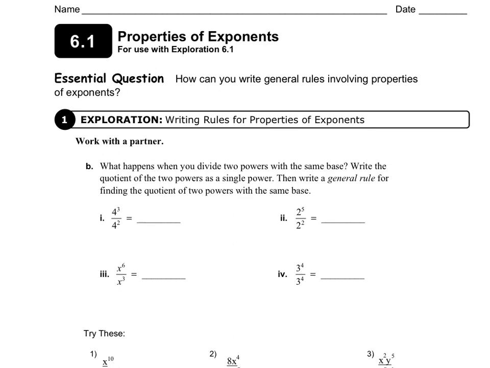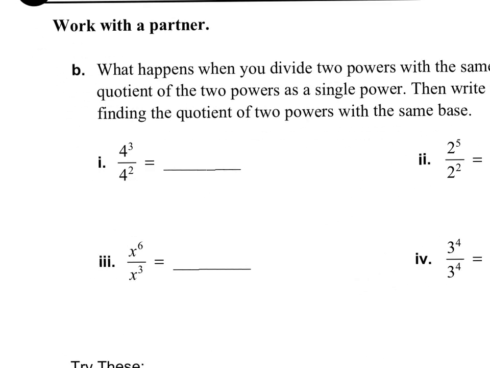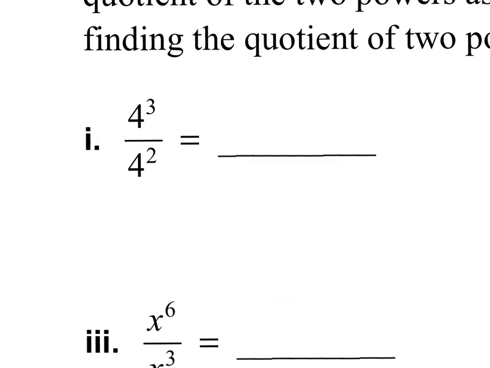Okay, so same concept applies, just now we are dividing rather than multiplying. Same concept of our expanded form. So if we look at number 1, 4 to the third is really 4 times 4 times 4. 4 squared on bottom is really 4 times 4.